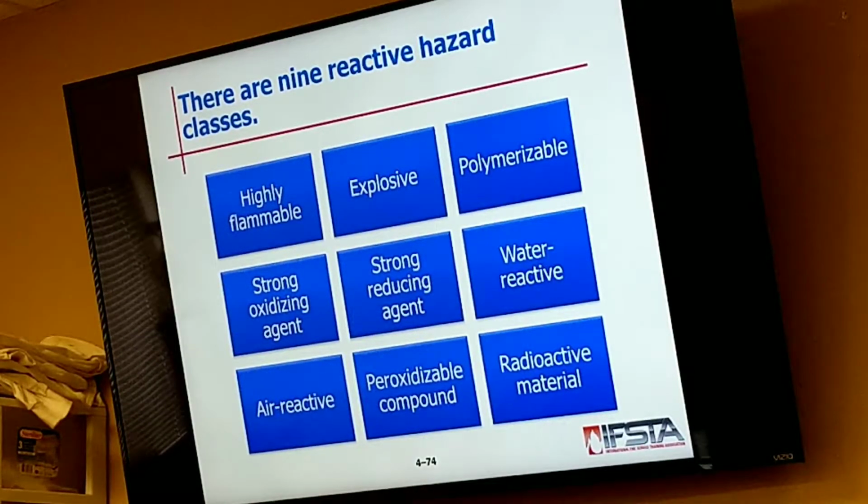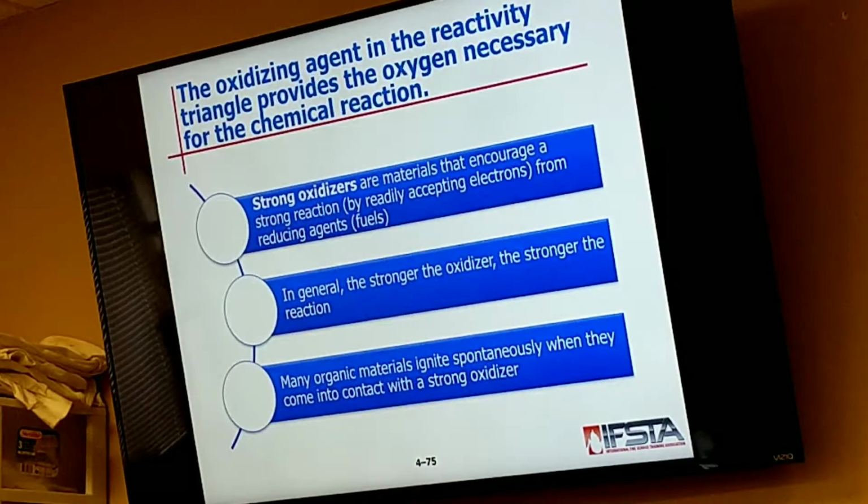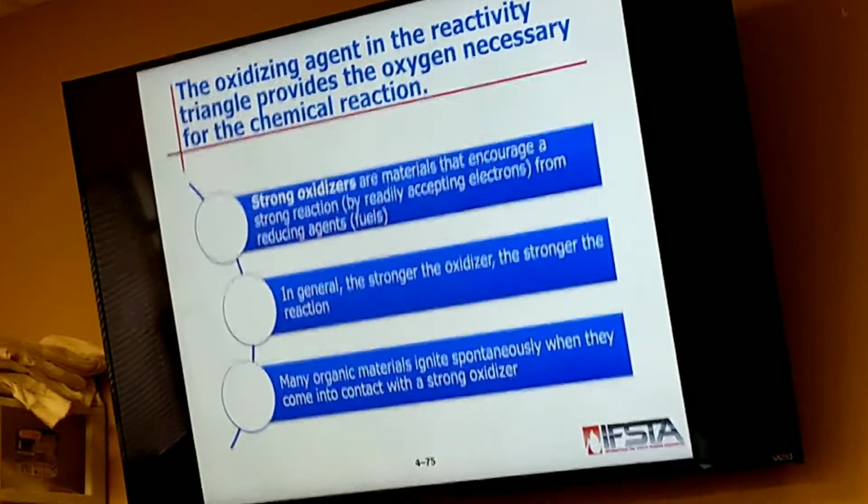What this table does is it supplies a definition and chemical examples of the 9 reactive hazard classes. Oxidizing agents in the fire triangle provide the oxygen necessary for the chemical reaction. If you have a strong oxidizer, that's going to encourage a strong reaction. The greater the concentration of oxygen present in the atmosphere, the hotter, the faster, the brighter the fire will be.